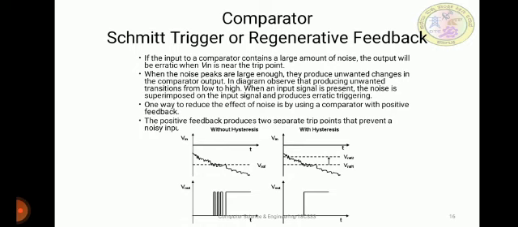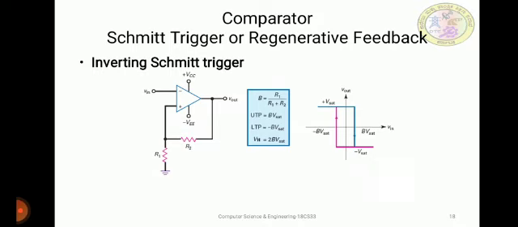So how does the Schmitt trigger work now? Basically, this is the inverting Schmitt trigger. A Schmitt trigger makes use of positive feedback. You can see here that a small portion of the output is fed back to the input through the non-inverting terminal, and hence it is called positive feedback. It takes a sample of the output and feeds it back to the input so as to reinforce, so to speak, the output, which is exactly opposite to that of negative feedback.